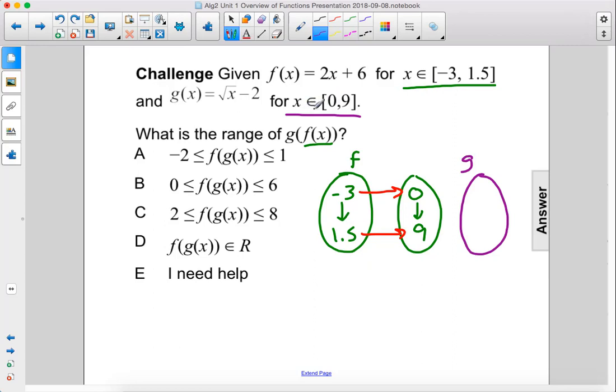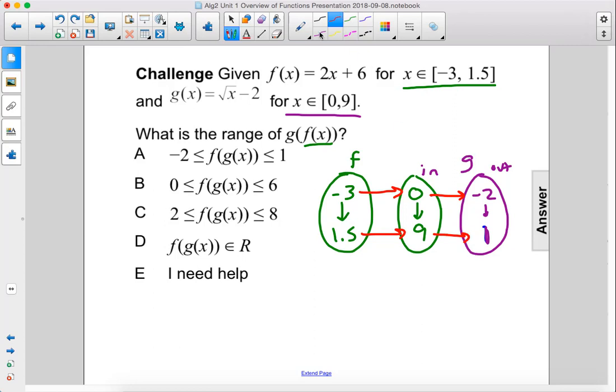So yes, the inputs for the g function, so we have in and out, are going to be from 0 to 9. When we plug in 0, the lowest value in here, we get square root of 0, which is 0, minus 2. So 0 maps to negative 2. Then our largest value, 9, if we put that in here, square root of 9 is 3, minus 2 is 1. So we're going to have values that are between negative 2 and 1.